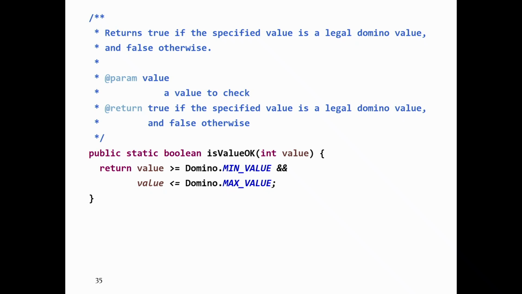There's no reason for this method to be a non-static method, right? So in other words, you don't need an object to call this method. So it doesn't make sense to make this method a non-static method, right? This method only needs access to the static fields of the class, right? And it doesn't need access to any value belonging to a particular domino object. Therefore, it makes sense to make it a static method.